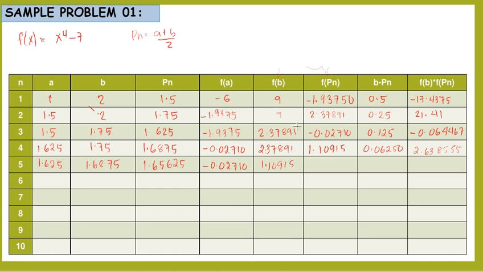So, if mapapansin nyo, inuulit lang natin yung solutions natin. Okay? So, hanggang sa maging yung B minus Pn natin is 0 or approximately 0 para accurate yung ating solution. Okay? So, positive na naman siya. So, yung P natin is the value of our Pn. Okay? So, parehas pa rin yung A natin. So, solving for value of Pn, and then yung function of A natin, yung function of B natin, yung function of Pn natin, yung function B minus Pn natin. So, uulit-ulitin lang natin siya, okay?